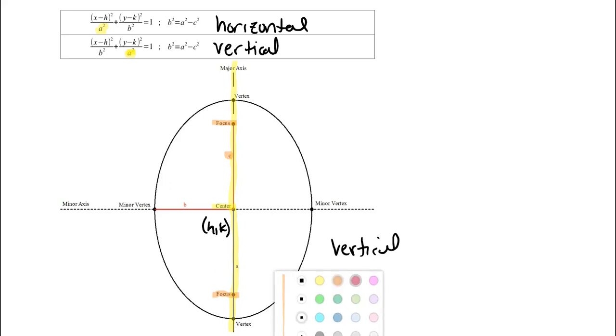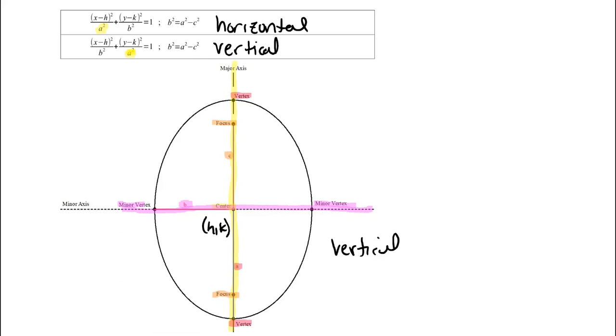And then a little bit further along, we have two vertices. Those vertices are equal distance, a distance of A. So the distance between the center and the vertex is A. And then going perpendicular to that, we have what we call the minor axis. And these minor axis vertices will have a distance of B from the center.